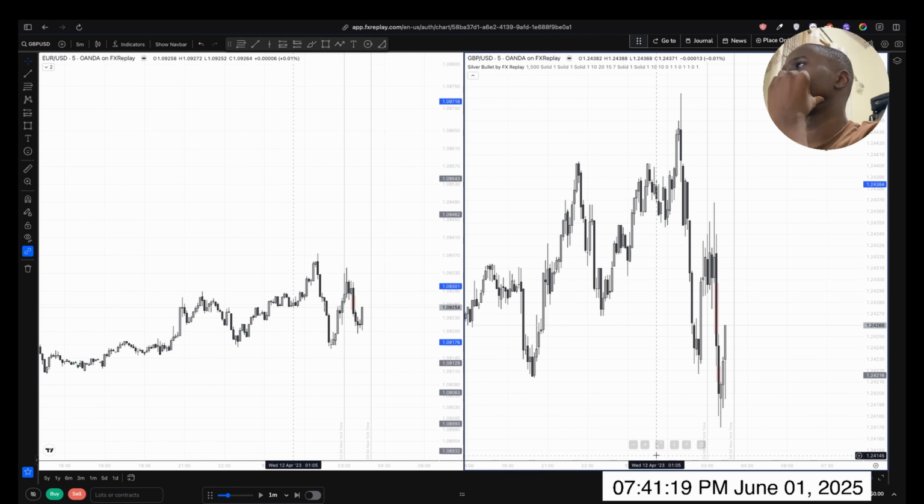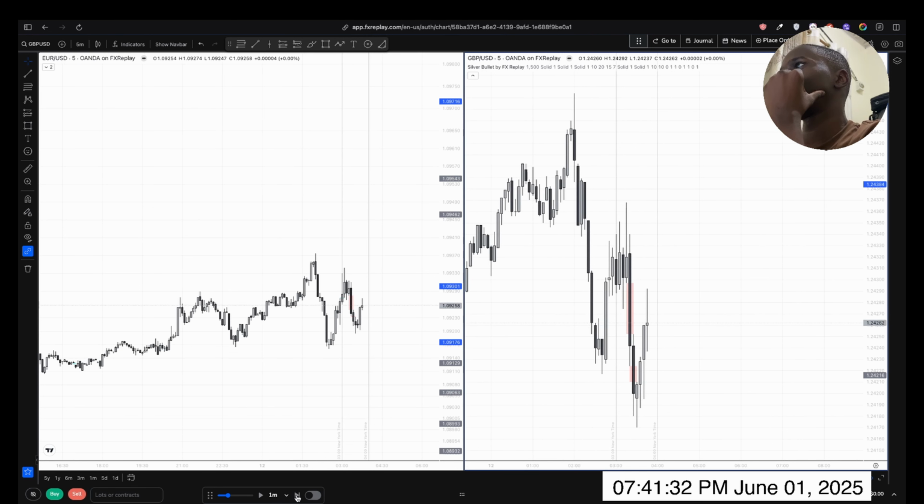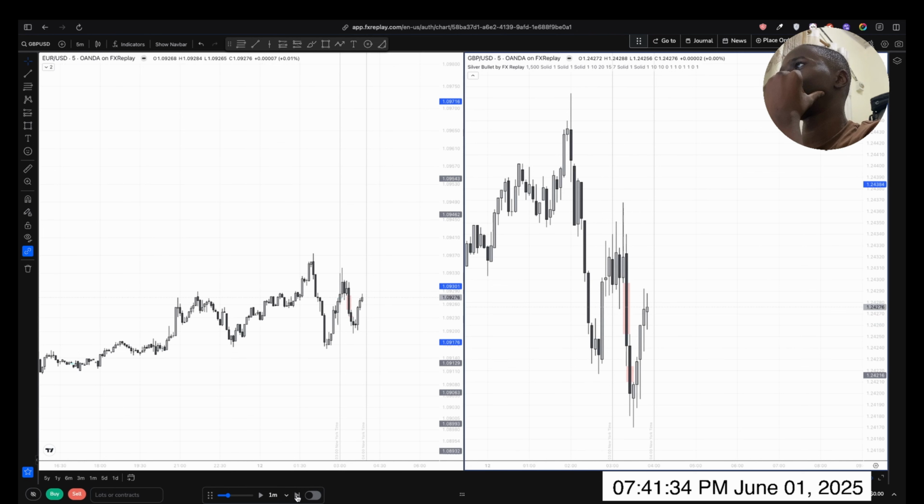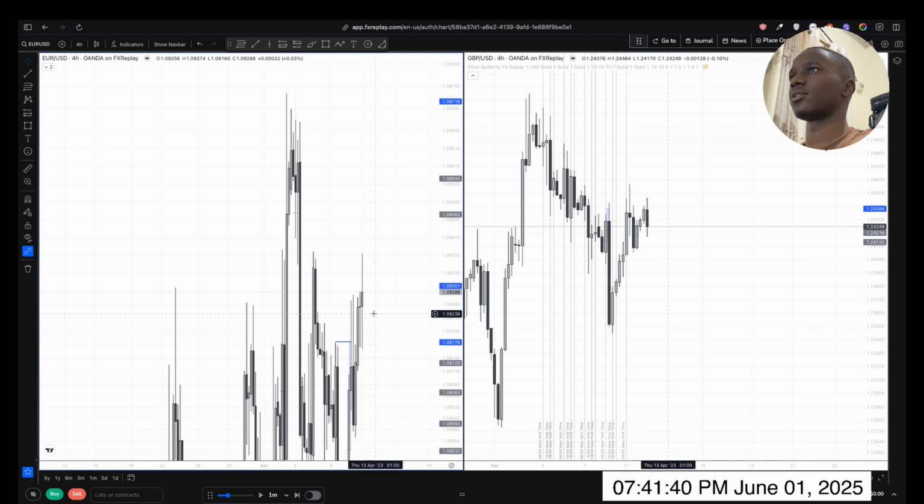Now this day is getting crazier and crazier. We retest this order block right here, we'll drop, and then let's see what happens. Well, I think we're about to drop continuously. How does the 4 look like? This one's a bit bullish, this one's a bit bearish.